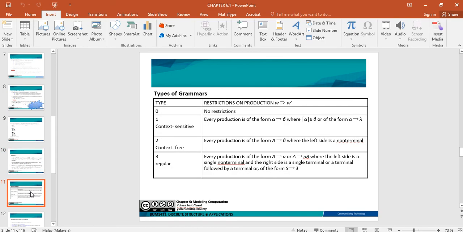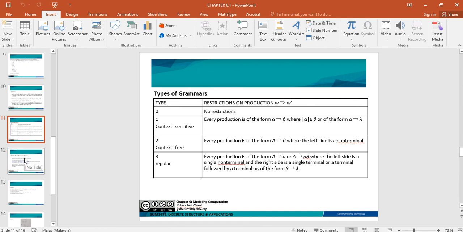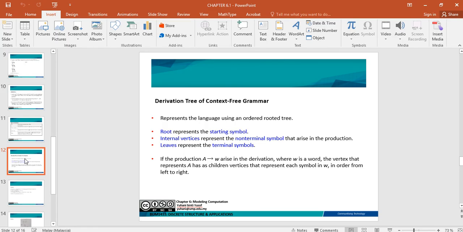Okay, next we go to the types of grammar. In types of grammar, we just focus on the context-free grammar, where every production is of the form A going to beta, where the left side is a non-terminal. So we just focus on type 2 only for this course. Before we try a derivation tree, you need to recall what is the root, what are the internal vertices, and what is a leaf. Internal vertices are the ones that have children, so they are represented as non-terminal symbols. Non-terminal symbols are usually written with capital letters.